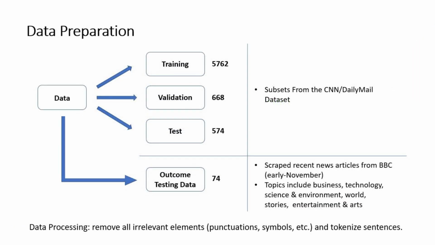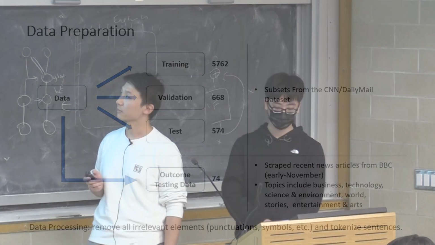In terms of our data, our main data set is the CNN Daily Mail data set. We split the data set into training, validation, and testing. And for each of them, they have a news article as well as the reference summary. We also web scraped 74 recent news articles from BBC for manual labeling. For the data processing part, we removed all irrelevant elements as well as tokenized sentences.